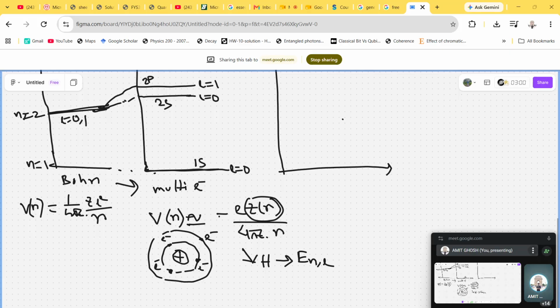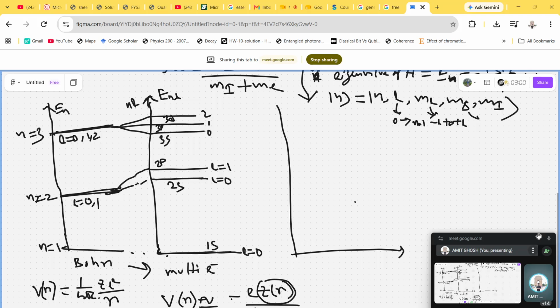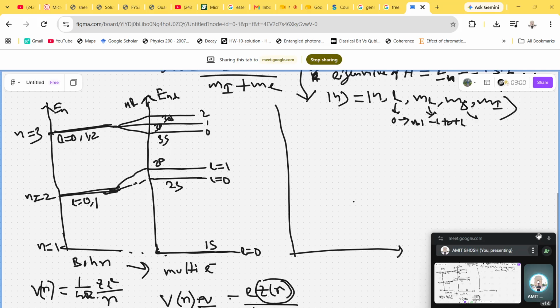So now your V(r) is modified from single electron to multi-electron, and because of this modification, what happens? Now this l degeneracy is removed. So initially your energy was minus 13.6 by n square. Now all the l levels were the same energy in the Bohr model, but now all the l's are of different energy. Fine.